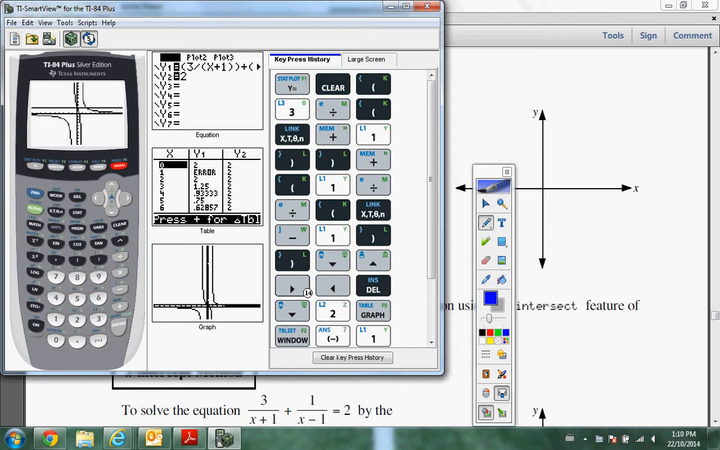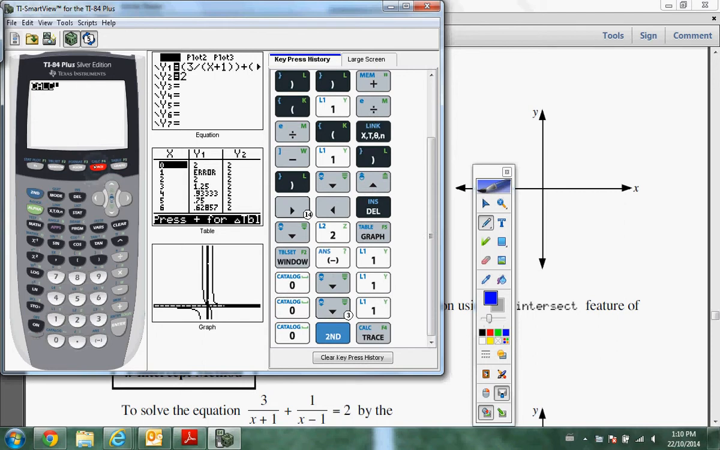What's wrong with yours, Quinn? Yeah, that's okay. Sometimes it acts like it doesn't want to come down here, so it kind of pops up, but if you do the intersection stuff, it's going to work. Let's make sure we get the same answer to intersect, and then we'll go from there. I think we might be able to do a zoom feature, but let's try the intersection first. Okay, so if I go second calc, and I'm doing number 5 now.